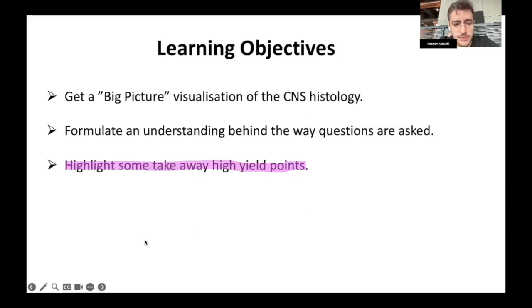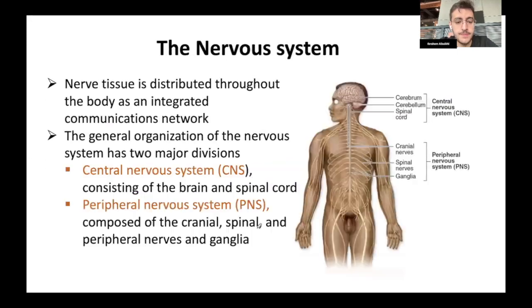So my main goals with this talk are to get you to understand the orientation of the nervous system and create this sort of big picture understanding of how the nervous system is organized. And then my second goal is to help you understand how questions are usually asked when it comes to histology. And then I'm going to highlight some high-yield points that you need to take away before you enter your exam. I'll keep my talk brief so that you have time to revise and look at further resources.